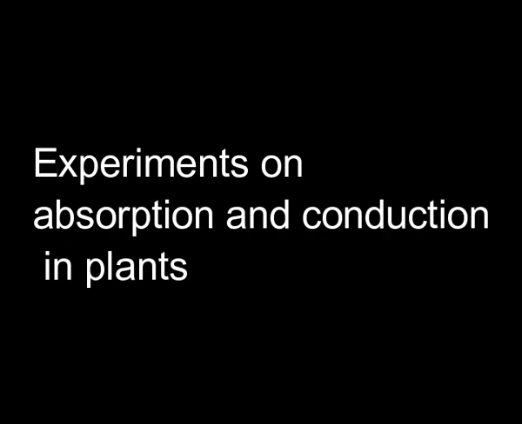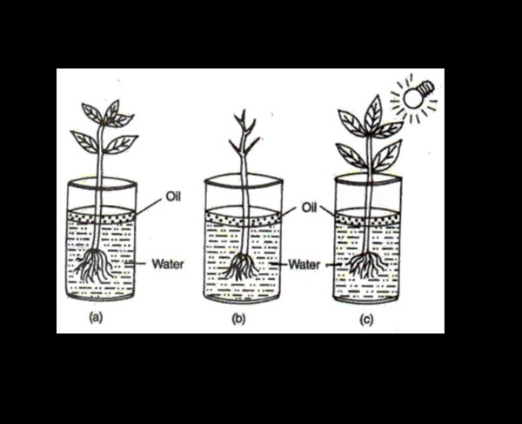Now let us see some experiments on absorption and conduction of water in plants. Our first experiment is to show that roots absorb water. For that, we need to take a test tube named A, filled with only water, and pull out a young leafy plant such as a balsam plant from the soil with its roots intact. Now insert the roots into the test tube and put a few drops of oil in the test tube so that it will prevent the loss of water due to evaporation.